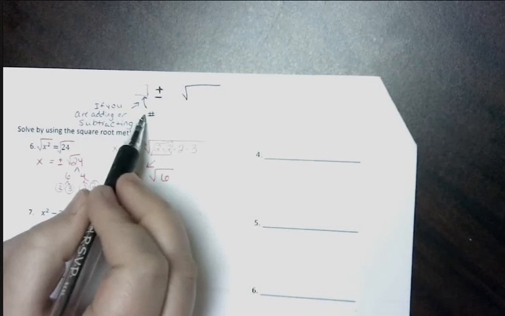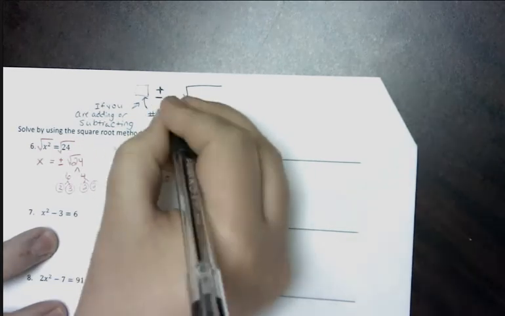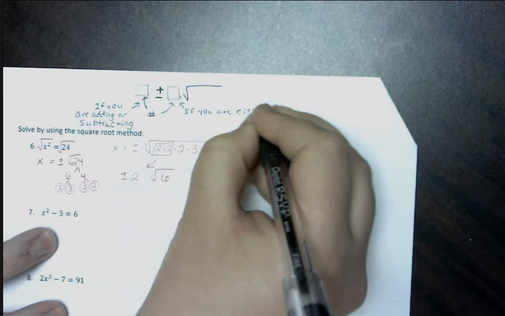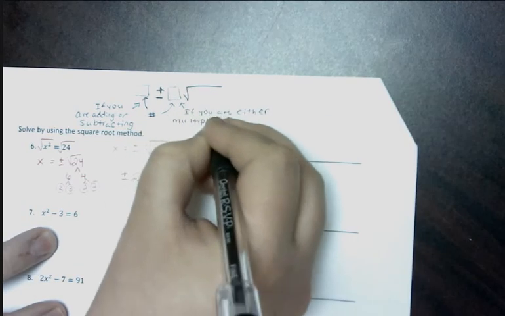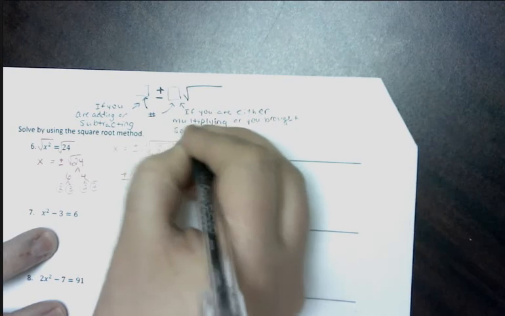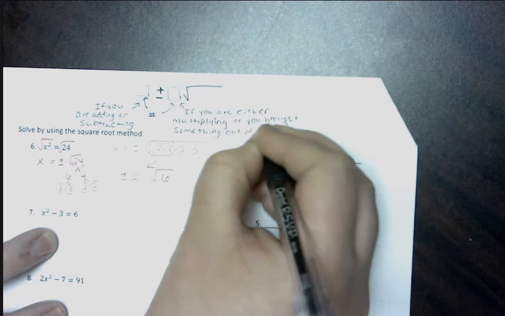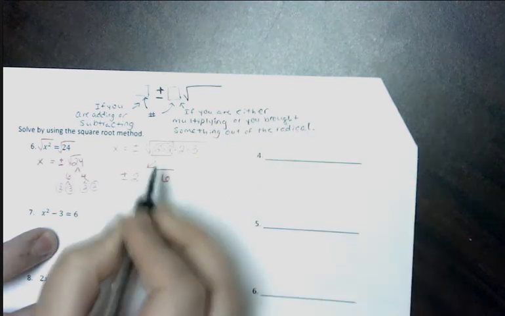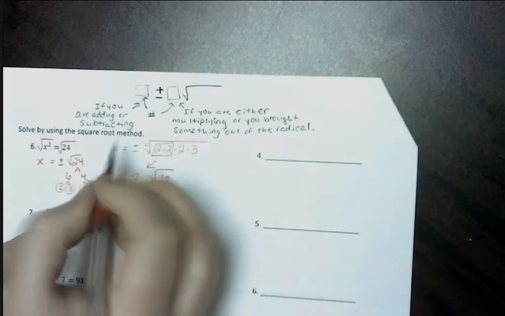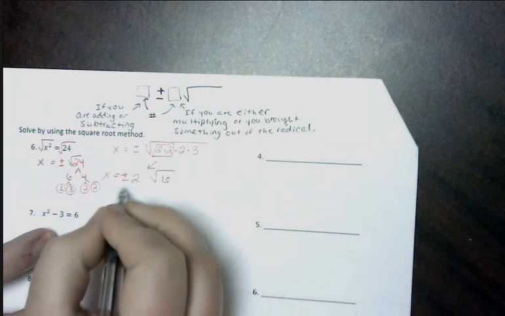So hopefully you can read my writing. There's little arrows pointing to this little space right here. It will go here if you are adding or subtracting that number, okay? It will go here in front of the radical but behind the plus or minus if you are either multiplying or you brought something out of the radical. In this case, we brought that set of 2's out, so that's why it went out in front of that radical. So now bring your equals x down, so this would be your answer, that plus or minus 2 square root of 6.